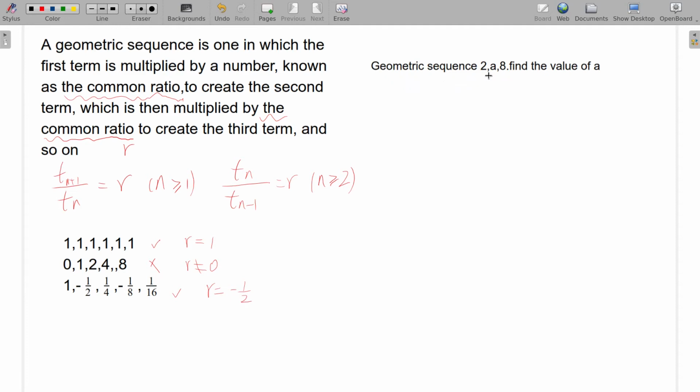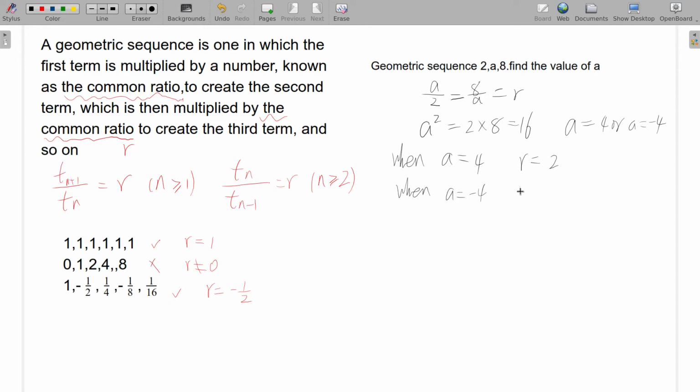Here, the geometric sequence 2, a, 8. Find the value of a. The common ratio is a over 2, and 8 over a as well. So they are all the common ratio. We get the equation a squared equals 2 times 8 equals 16. So a equals 4 or a equals -4. We can check: when a equals 4, r equals 2. When a equals -4, the common ratio equals -2.